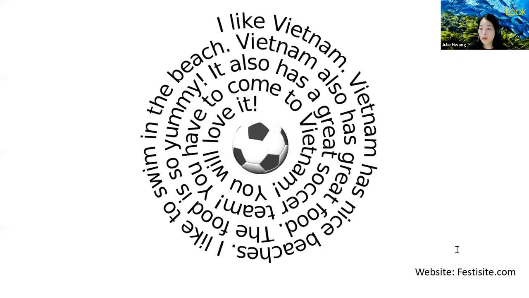This is another one, Vietnam. In this case, it's about the soccer team, so it's in a round shape as well. I like to swim in the beach. Vietnam also has great food. The food is so yummy. It also has a great soccer team. You have to come to Vietnam. You will love it. So different ways, and you give students the autonomy of choosing which kind of shape they want to use. So this is something I wanted to share with you as well.